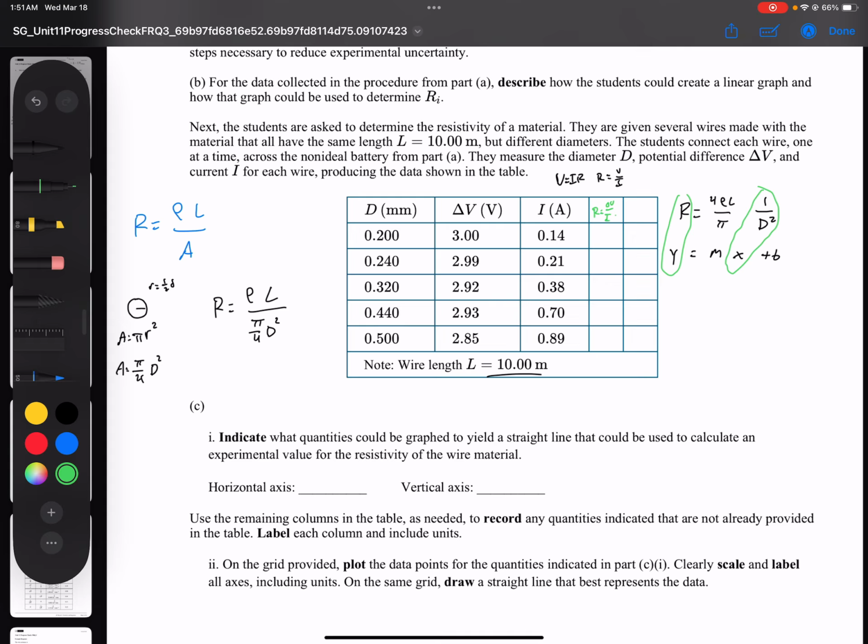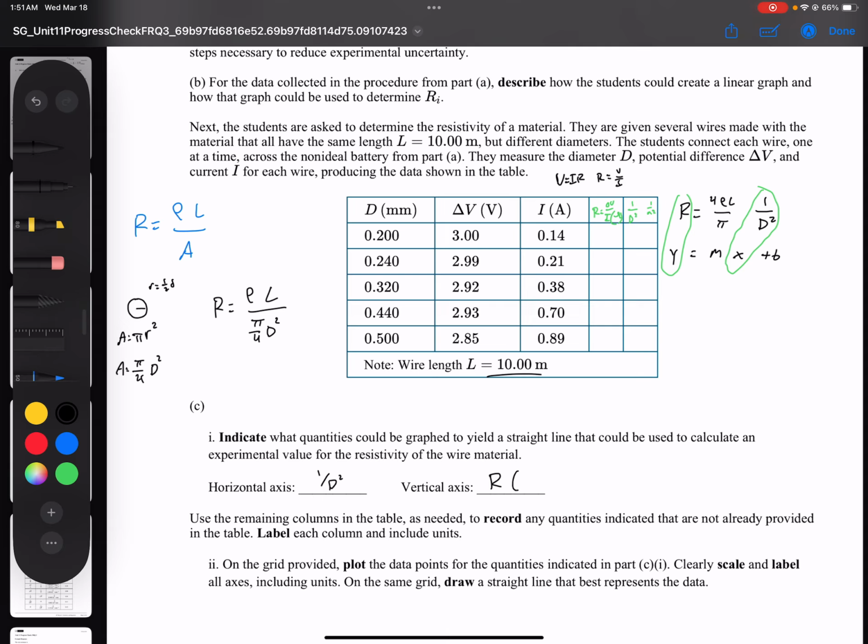That's going to be measured in ohms. And then here I have 1 over d squared, and that's going to be measured in 1 over meter squared. So yeah, that's pretty much it. On the horizontal axis, I'm going to put 1 over d squared. That's our independent variable, and our resistance depends on the diameter of our wire. So thicker wire, less resistance.